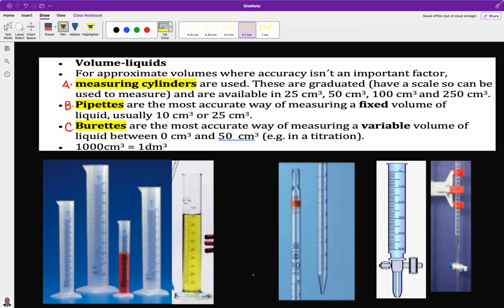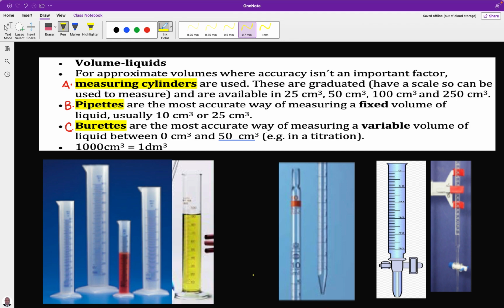For approximate volumes, where accuracy is not important, when you want a reaction or you want to carry out the investigation very fast, you can use a measuring cylinder. It gives you an approximate amount and you go faster. So where accuracy is not important, use a measuring cylinder.